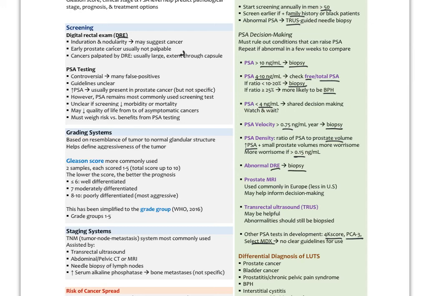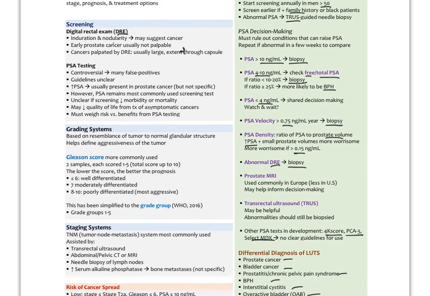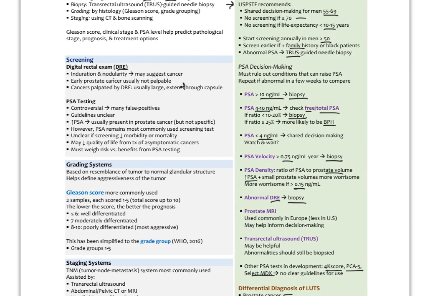Again, we always want to differentiate LUTS from these other causes. So for patients presenting with LUTS, we have to think about cancer of the prostate or bladder, prostatitis, BPH, interstitial cystitis, overactive bladder, urethral stricture, neurological problems, and trauma. All right, so that was the screening tests, DRE and PSA.